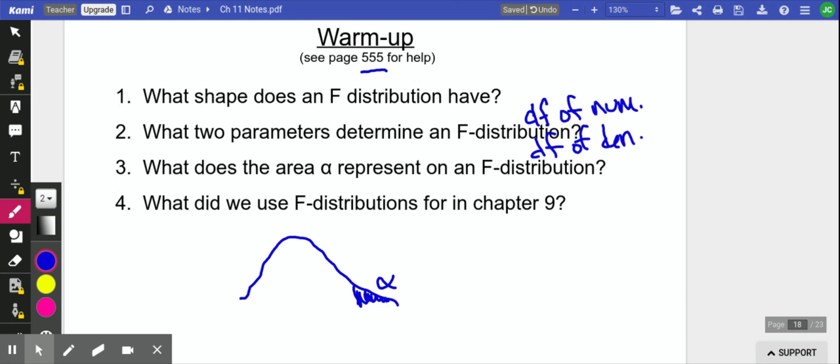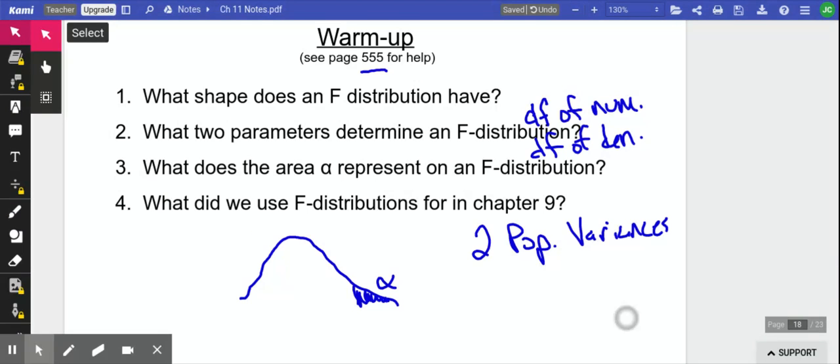And what did we use F distributions for in chapter 9? Well, nothing, because we skipped this section. It's 9.5. But the thing that we use F distributions for is if we are comparing two population variances. So that's what 9.5 is about, which we did not do, is just comparing two population variances. But what we are going to do in 11.5, this lesson, is hypothesis testing on population variances. So we're going to pull up this F distribution.